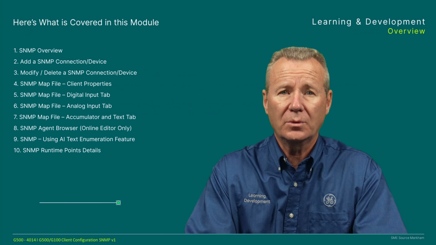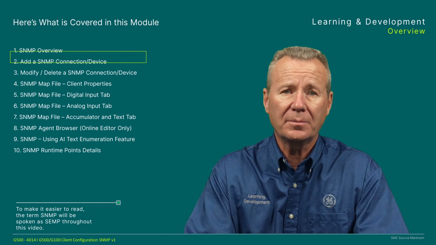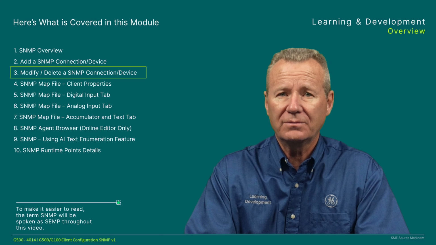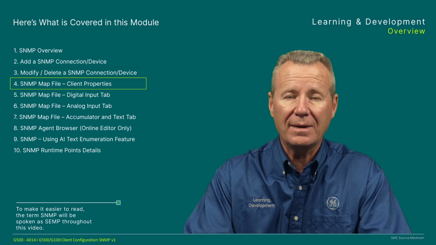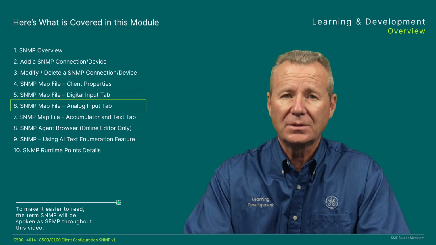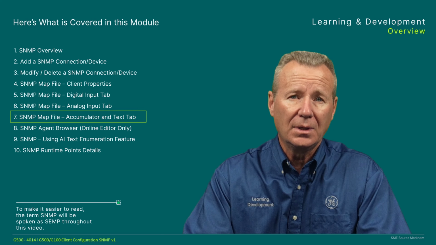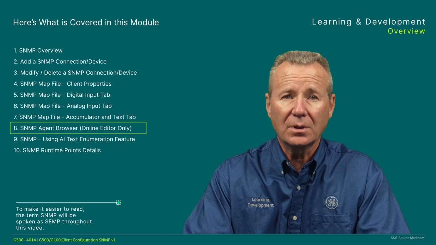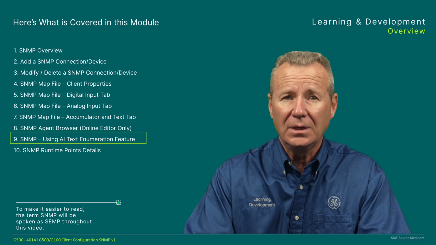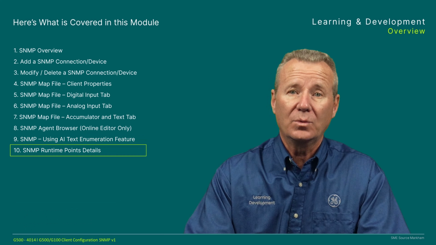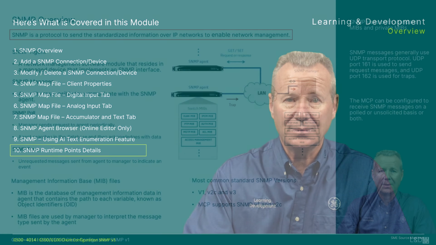This video will start out with a SNMP overview, followed by adding a SNMP connection device. Then we'll look at how to modify and delete a SNMP connection device, followed by taking a look at the SNMP Map File client properties, SNMP Map File digital input tab, SNMP Map File analog input tab, the SNMP Map File accumulator and text tab, the SNMP Agent Browser (online editor only), the SNMP using AI Text Enumeration Feature, and last but not least, we'll look at the SNMP Runtime Points Details. With that said, let's jump in and get to it.